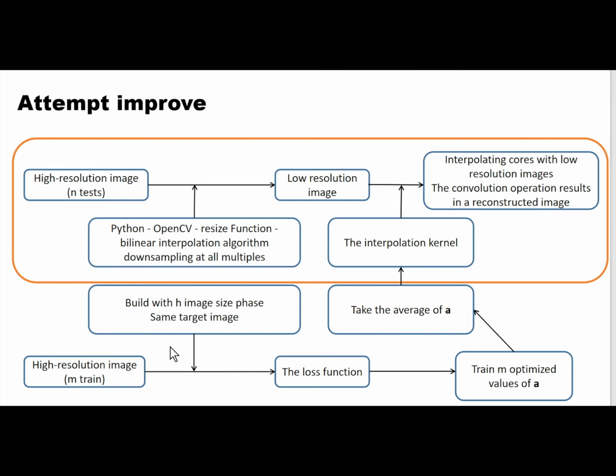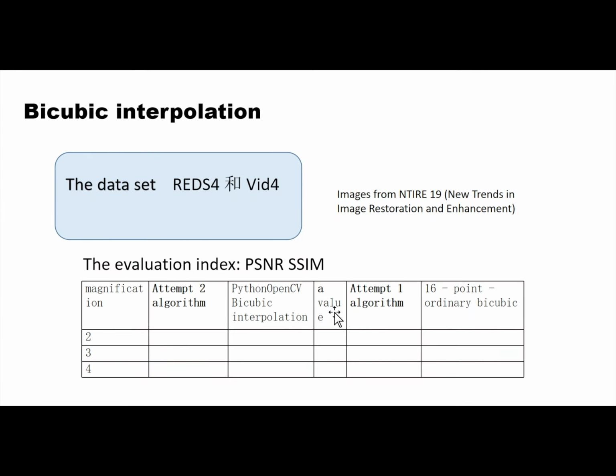By inputting the training set images, we designed the loss function and get optimized values of A. We use the datasets Res4 and VID4, and they are offered by NTIRE 19, an important competition in the field of super resolution. And we prepared to use PSNR and SSIM as evaluation indexes.